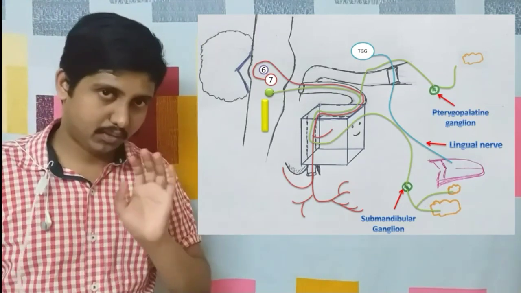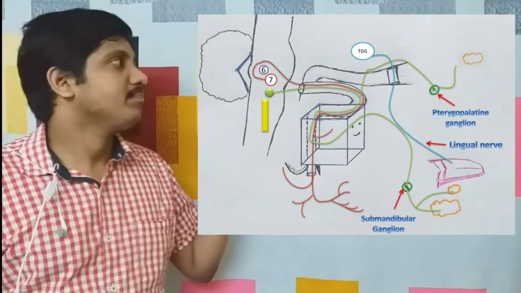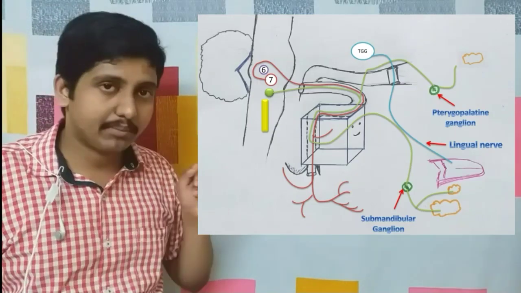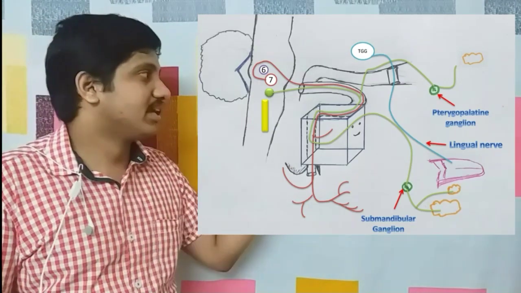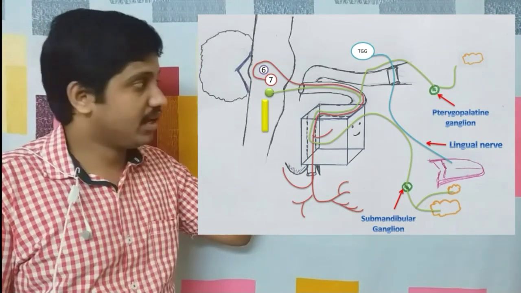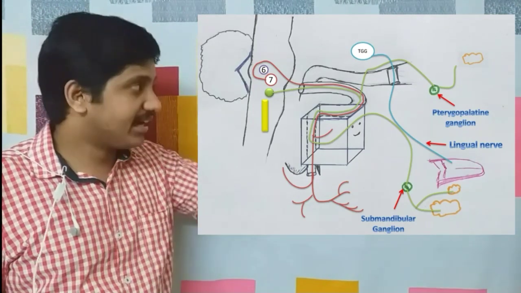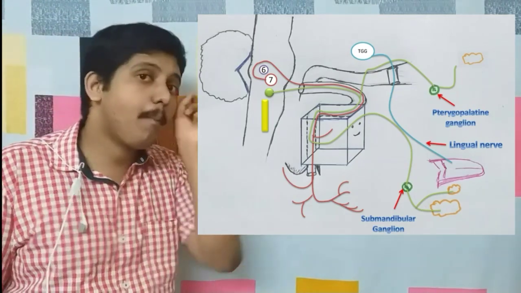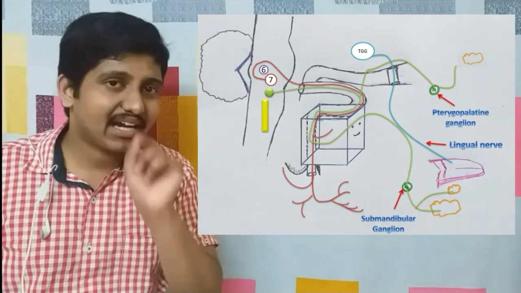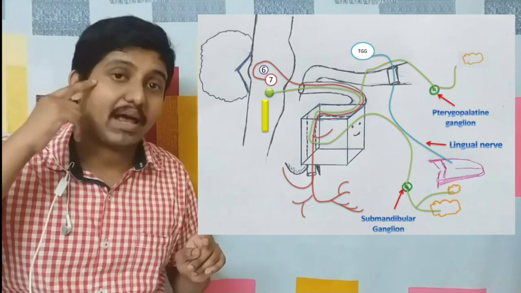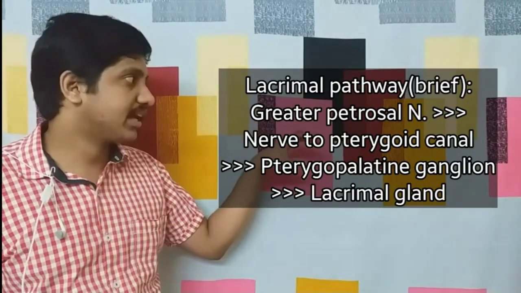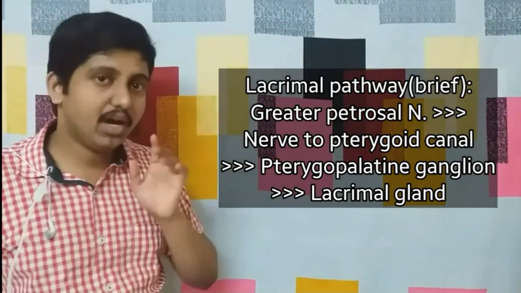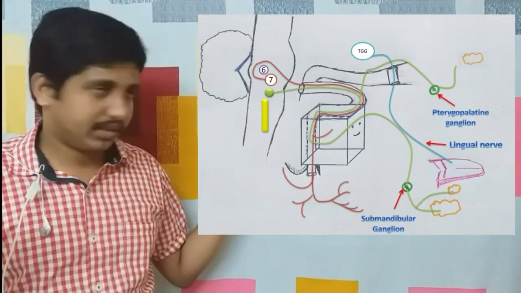How it goes is also very important, and I will mention it in a very short manner now. How does it go to the lacrimal gland? It forms the greater petrosal nerve. This branch is called the greater petrosal nerve, and it goes through the pterygoid canal, and hence synapses at the pterygopalatine ganglion, which is nothing but the ganglion present in the pterygopalatine fossa. So the greater petrosal nerve passes through the pterygoid canal, synapses at the pterygopalatine ganglion, and goes to the lacrimal gland through the inferior orbital fissure. I will mention that in the next video.